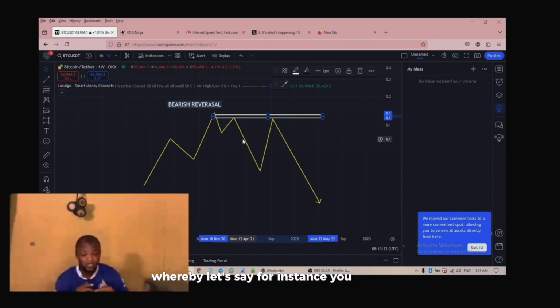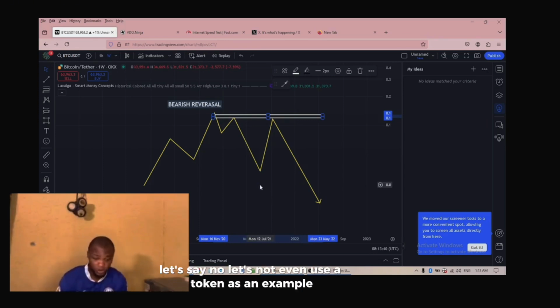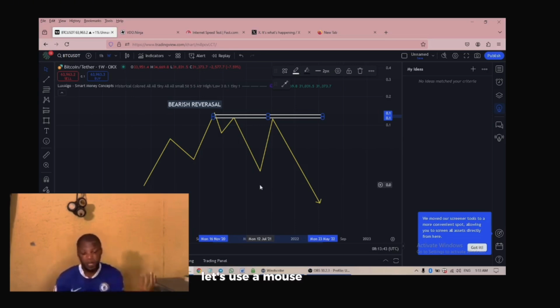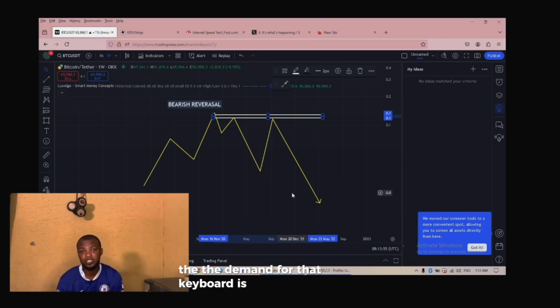Let's say for instance you want to buy a particular token. Let's say no, let's not even use a token as an example. Let's use a mouse, or keyboard as an example. You want to buy a keyboard, and the demand for that keyboard is just too high. Like there are so many people demanding for that keyboard. You can expect that the price of the keyboard should be increased.